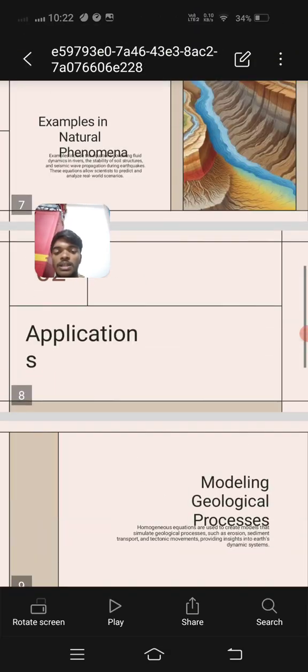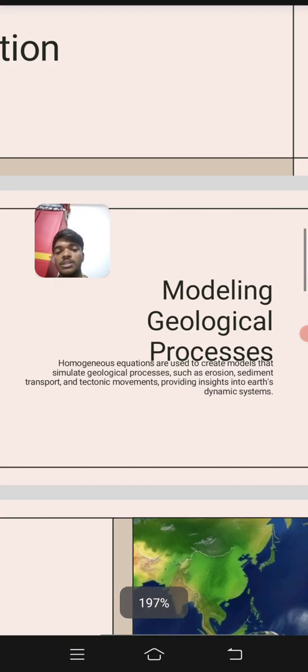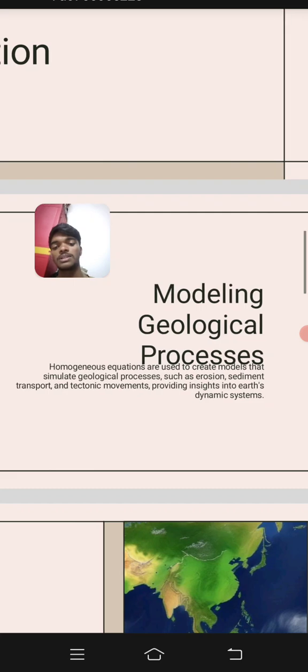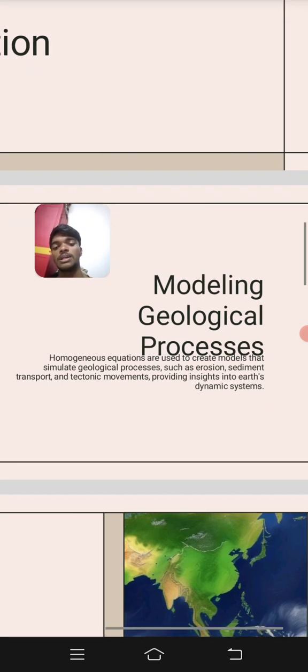So let's know the applications of homogeneous equations. Modeling geological processes. Homogeneous equations are used to create models that simulate geological processes such as erosion, sediment transport, and tectonic movements, providing insights into Earth's dynamic systems.